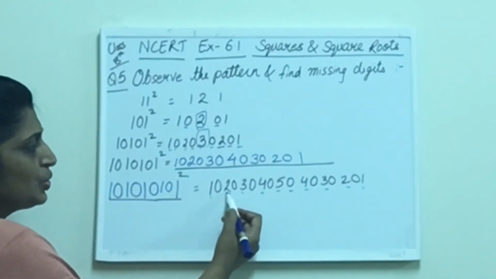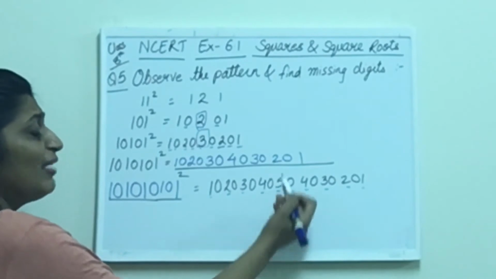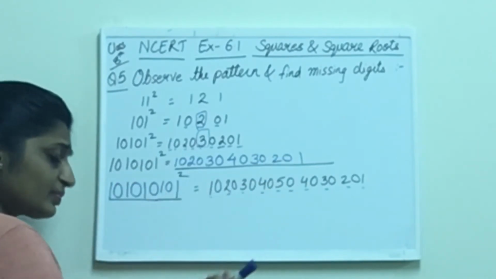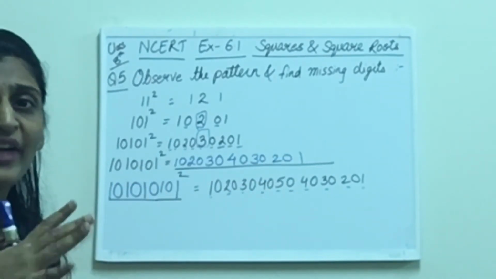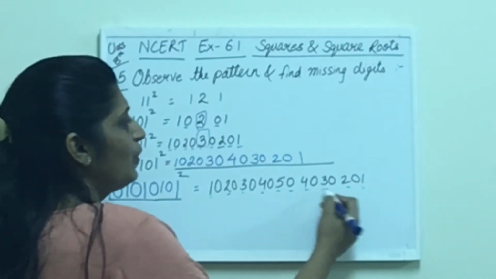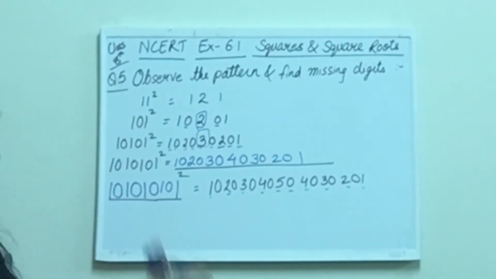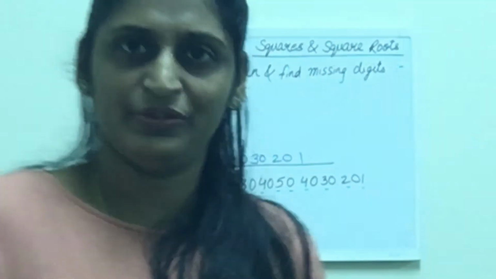1 0 2 0 3 0 4 0 5 0. Why is it reaching 5? Because there are 5 ones, right? 4 0 3 0 2 0 1. This is the solution to question number 5.